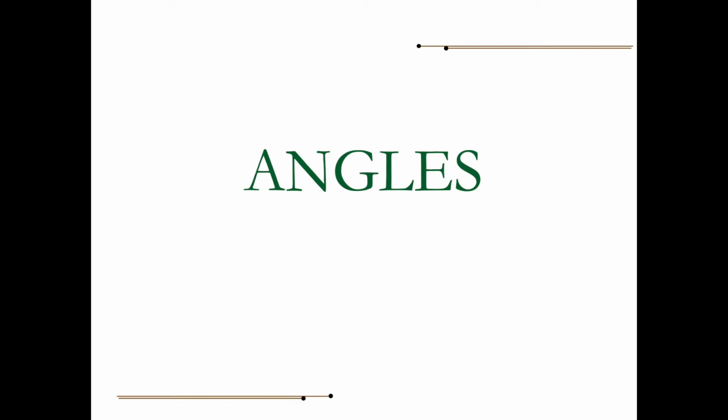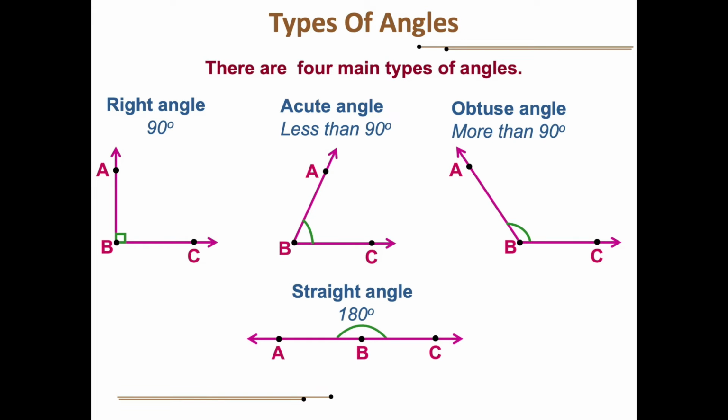This is an introduction into angles. The foremost basic types of angles are right angles, acute angles, obtuse angles, and straight angles. Right angles are angles that are exactly 90 degrees. Acute angles are angles that are less than 90 degrees, whilst obtuse angles are angles that are more than 90 degrees, and straight angles are exactly 180 degrees.